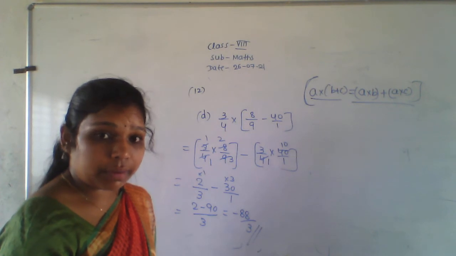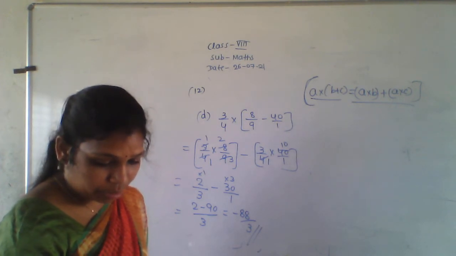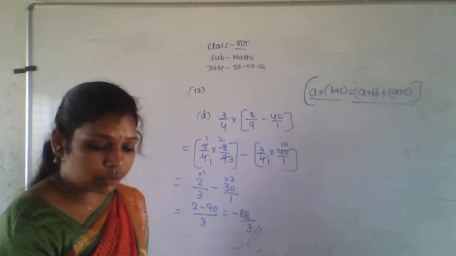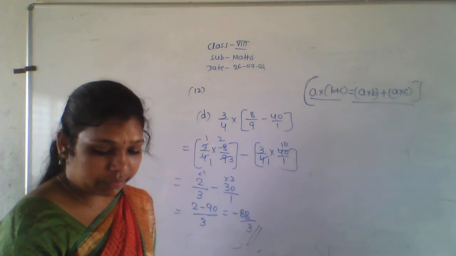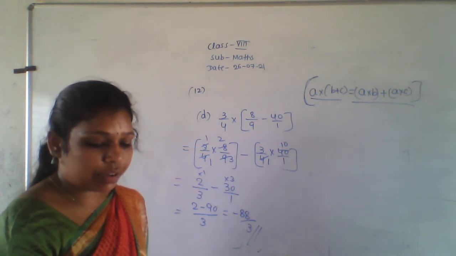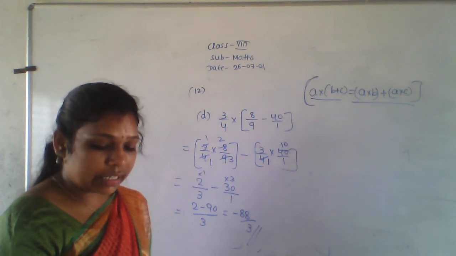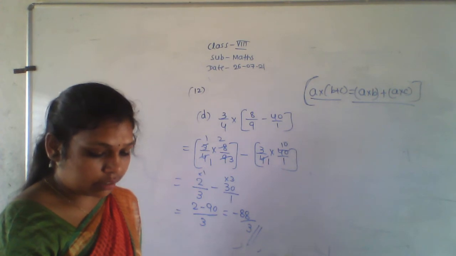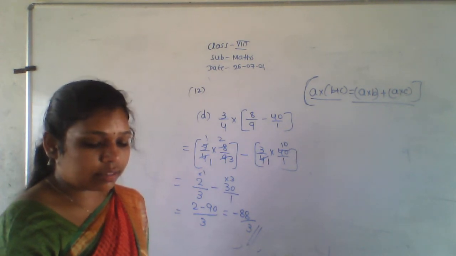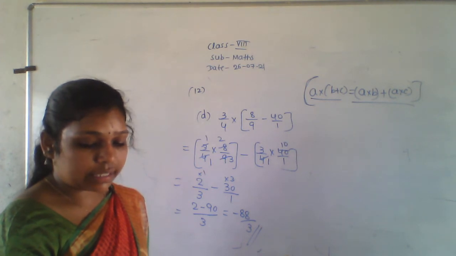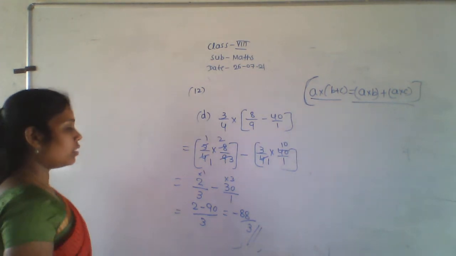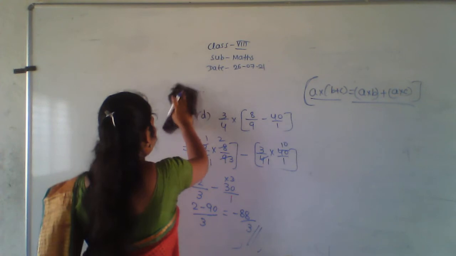What is the 13th problem given here? The additive inverse of x is the same as the multiplicative inverse of 3 by 7. Then find the value of x. Okay. The additive inverse of x is the same as the multiplicative inverse of 3 by 7. So what is the multiplicative inverse of 3 by 7 now?